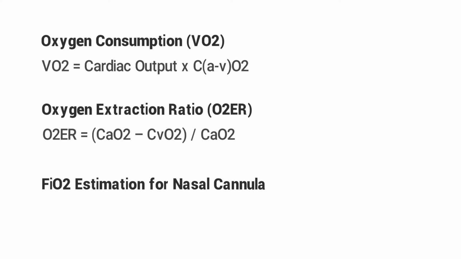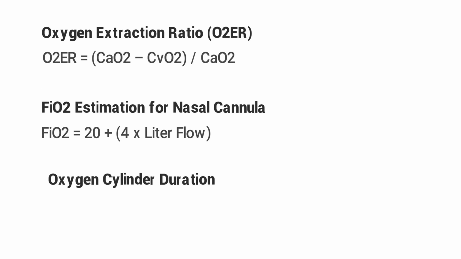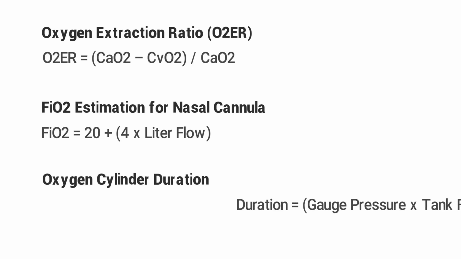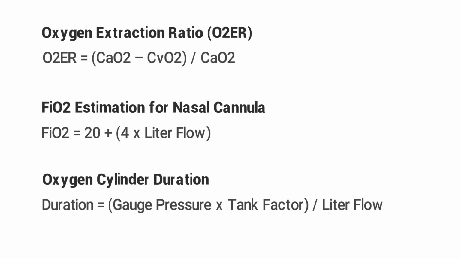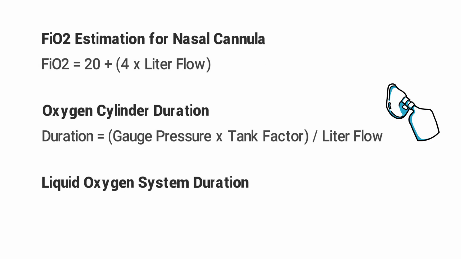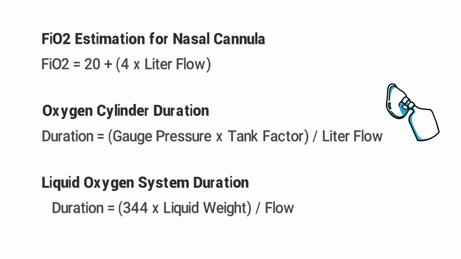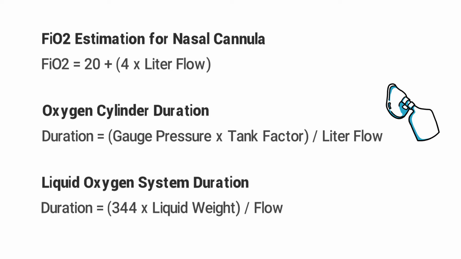FiO2 estimation for a nasal cannula. This is equal to 20 plus 4 times the liter flow. So if the patient's on 4 liters of oxygen, you would simply say 20 plus 16, and you could estimate that their FiO2 is 36% on 4 liters. Oxygen cylinder duration. This is equal to the gauge pressure times the tank factor divided by the liter flow. Liquid oxygen system duration. This is equal to 344 times the liquid weight divided by the flow.